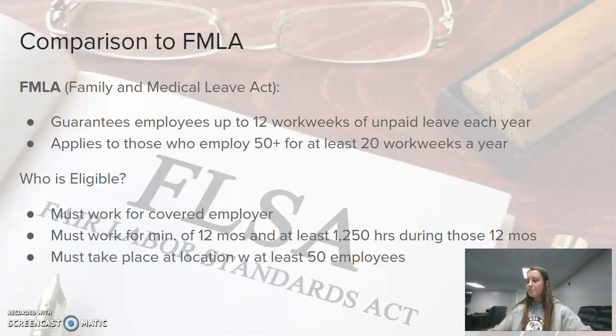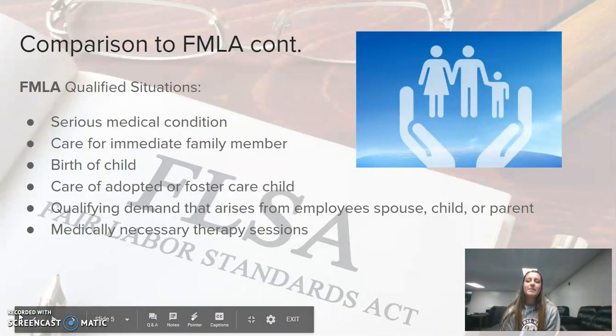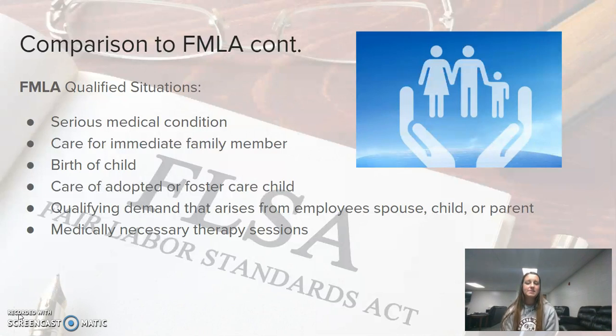The employee must work for a covered employer. The employee must work for a minimum of 12 months and at least 1,250 of those hours during those 12 months. The employee also must work at a location with at least 50 other employees. To be qualified for FMLA, the employee either has a serious medical condition, or they have to care for an immediate family member, a birth of a child, care of an adopted or foster care child, a qualifying demand that arises from the employee's spouse, child, or parent, or have a medically necessary therapy session.